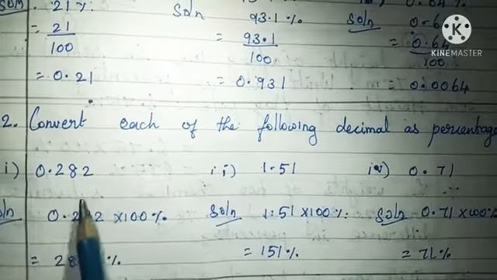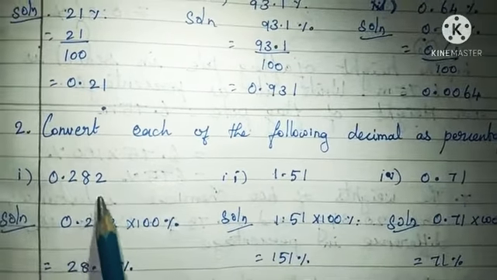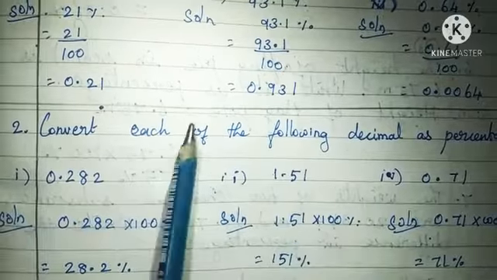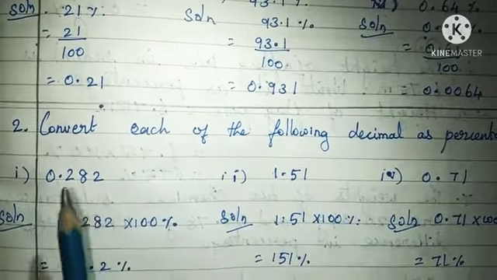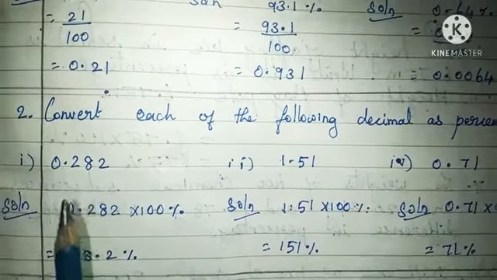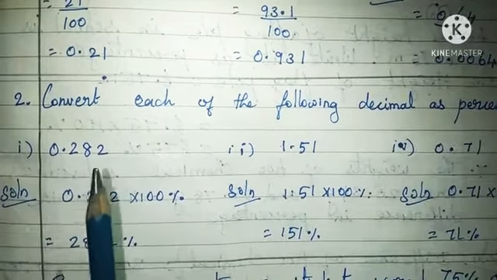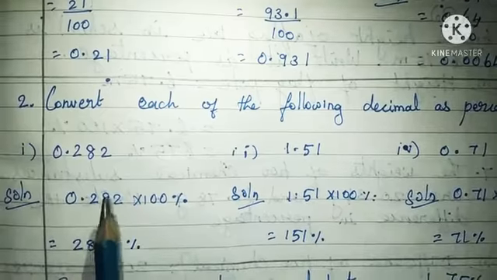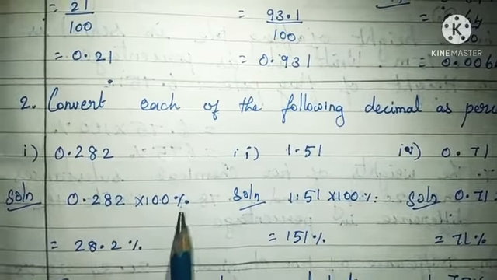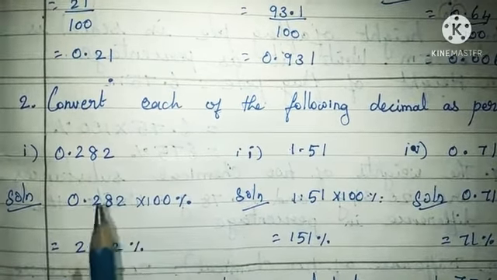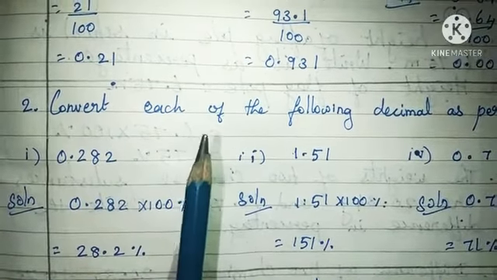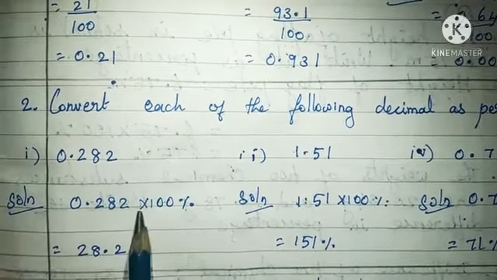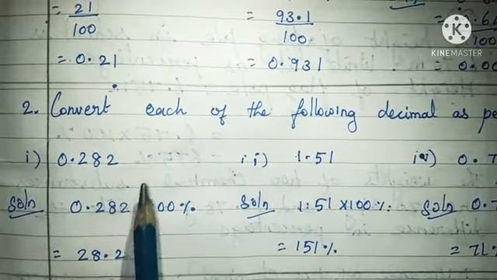Second sum, convert each of the following as percentage. Here the decimal number is given. You have to convert this decimal into percentage. If the percent is given, you have to divide it by 100. To convert it into the percentage, you have to multiply it by 100. That is 0.282 into 100%. Into means you have to move two places to your right. When you are dividing, you have to move two places to your left. When we are multiplying, you have to move two places to your right.